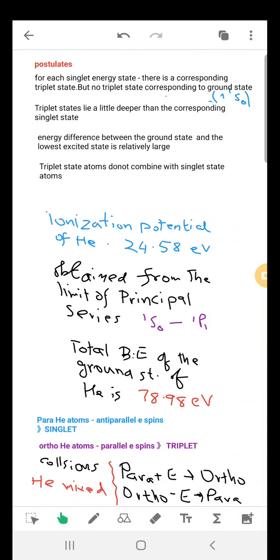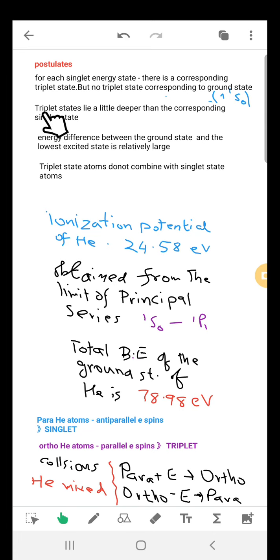Now, the postulates for the helium atoms are the following. The first postulate is that for each singlet energy state, there is a corresponding triplet, but no triplet state corresponding to the ground state. This is the first postulate.